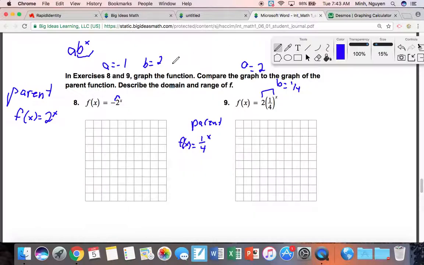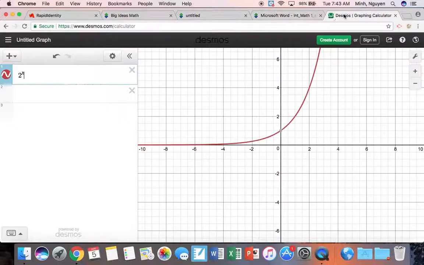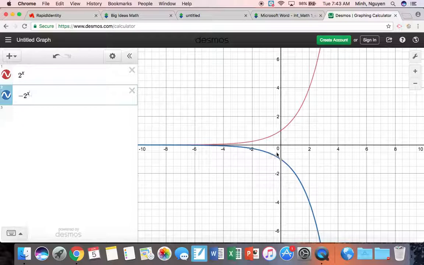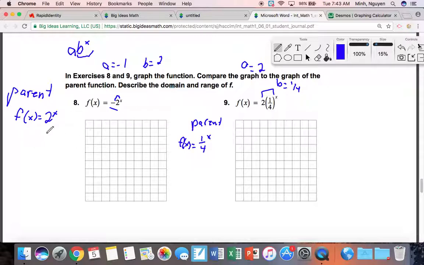And then it says to compare that with this: negative 2 to the x. So if you can see, they are literally identical, except for the fact that they are facing in opposite directions. And this is just called a reflection. So compare the graph to the graph of the parent: it is a reflection in the x-axis.